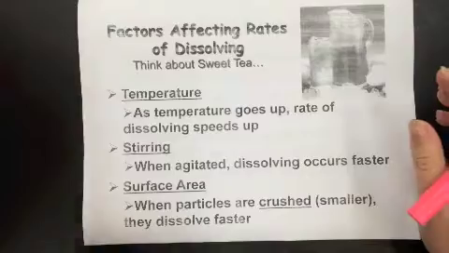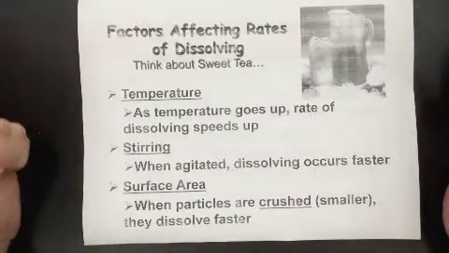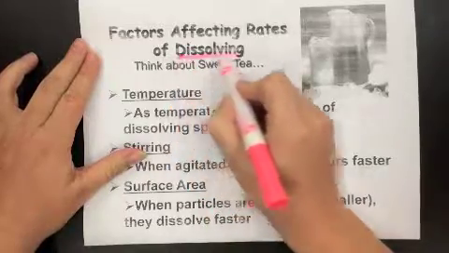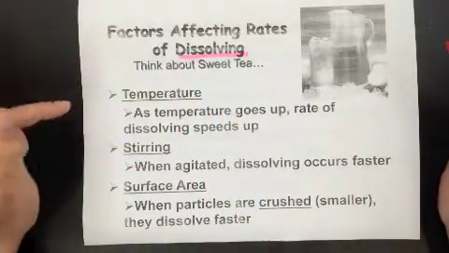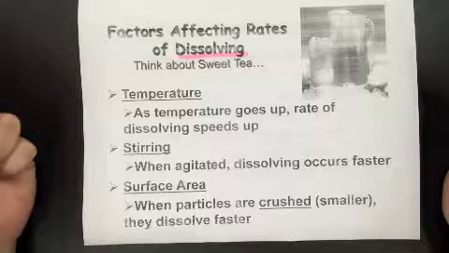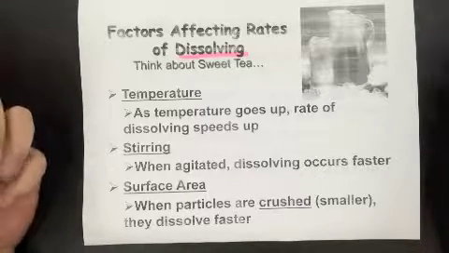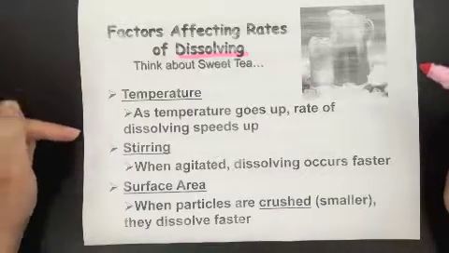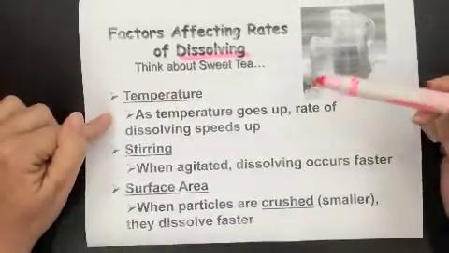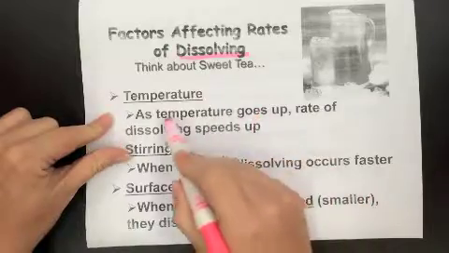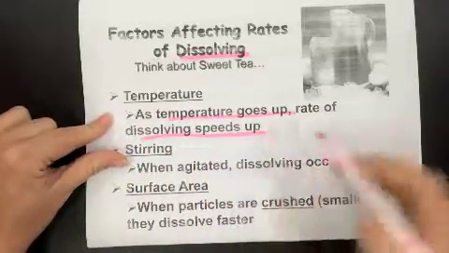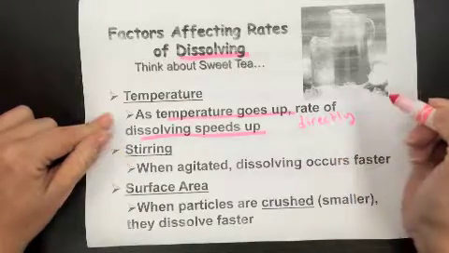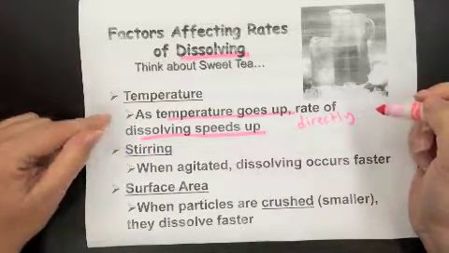Now, we're going to talk about a couple things where you can change the rate of something. So the first thing we're going to talk about is factors affecting the dissolving rate. So if you think about making sweet tea, there's three things that you're going to do to make the sweet tea faster. So the first thing you're going to do is boil some water, and you're going to get the temperature hotter. The reason you do this is because as temperature goes up, dissolving speed goes up. So they are directly related. The higher the temperature, the faster things dissolve.